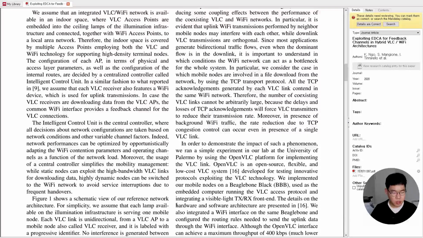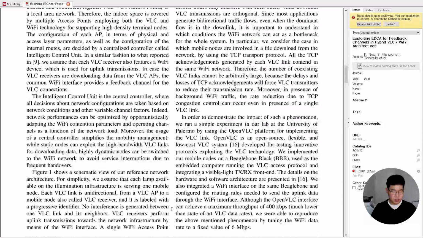Figure 1 shows a schematic view of our reference network architecture. For simplicity, we assume that each lamp of the illumination infrastructure is serving one mobile node. Each VLC link is unidirectional from the VLC AP to a mobile node, also called the VLC receiver, and it is labeled with a progressive identifier. No interference is generated between one VLC link and its neighbors. VLC receivers perform uplink transmissions toward the network infrastructure by means of the Wi-Fi interface.